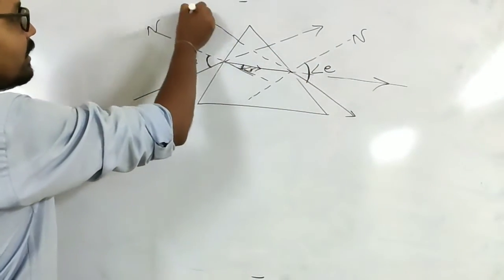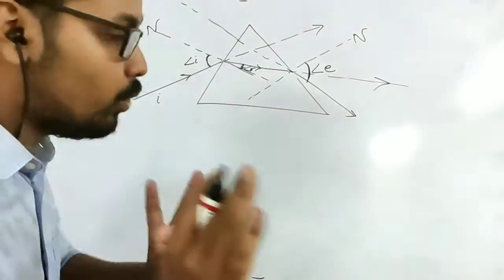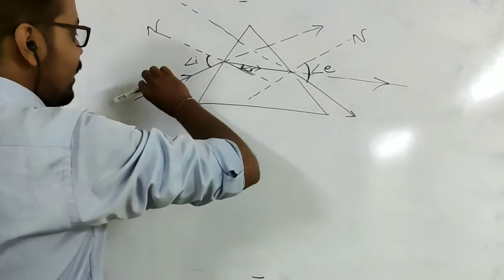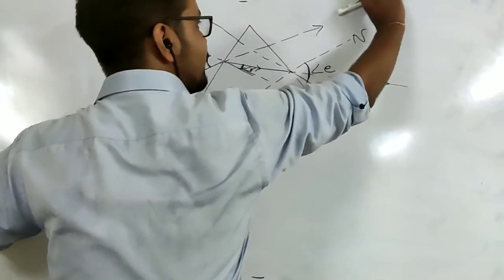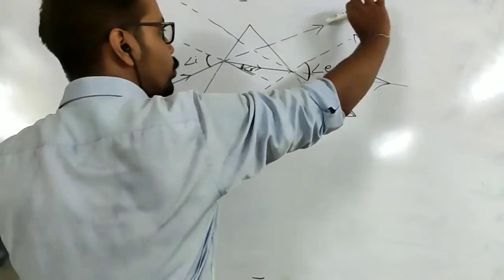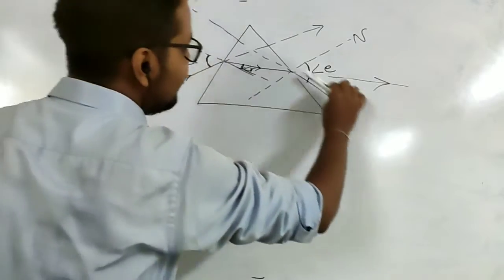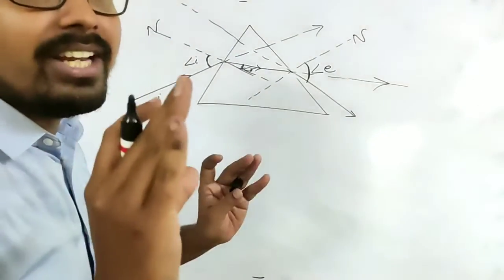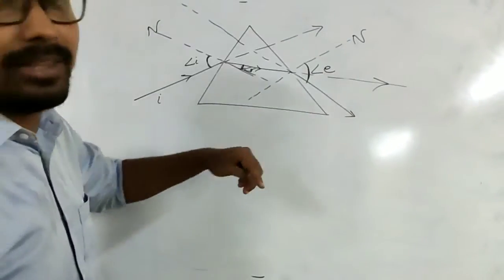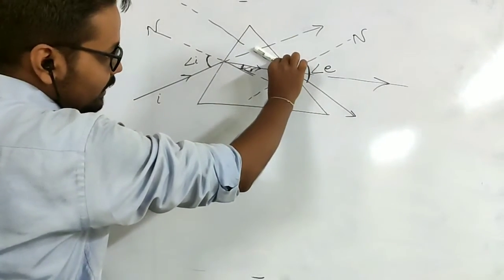If I trace the light back in this direction, it seems like light has come from this direction. That means what? If you look carefully, in the absence of a glass prism, light was meant to go in this direction. But it appears that light has come from this direction. So what is the deviation? How much has the light changed its path? It's bound to go in this direction, it deviated till this angle.